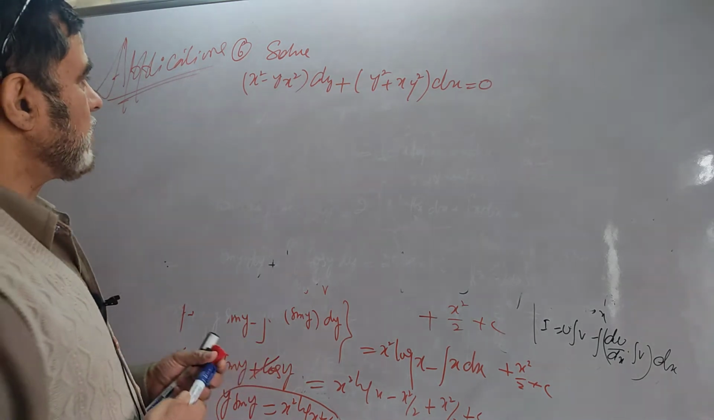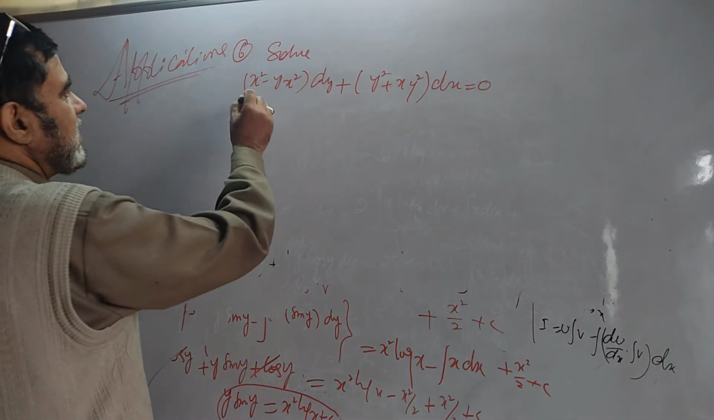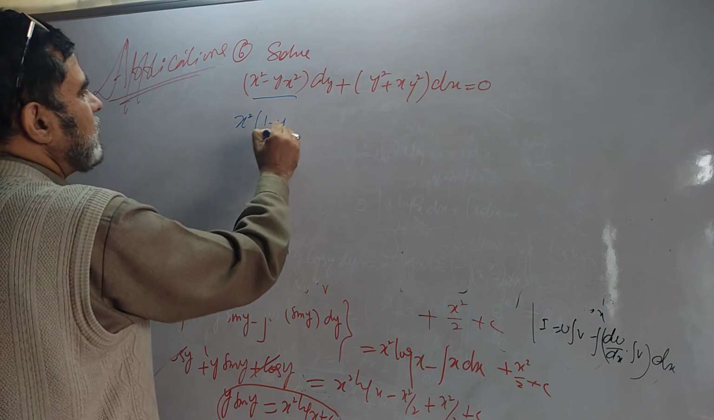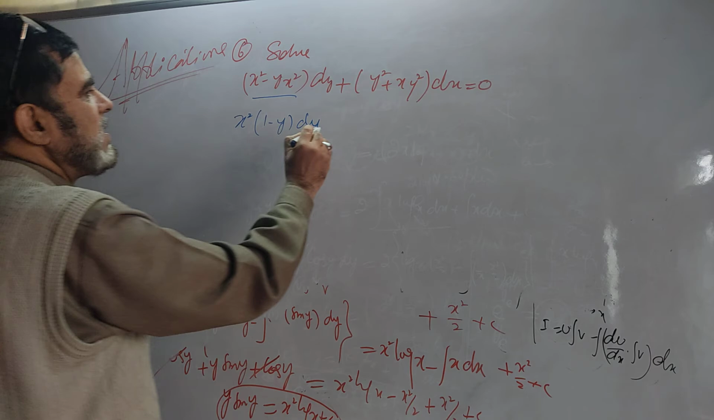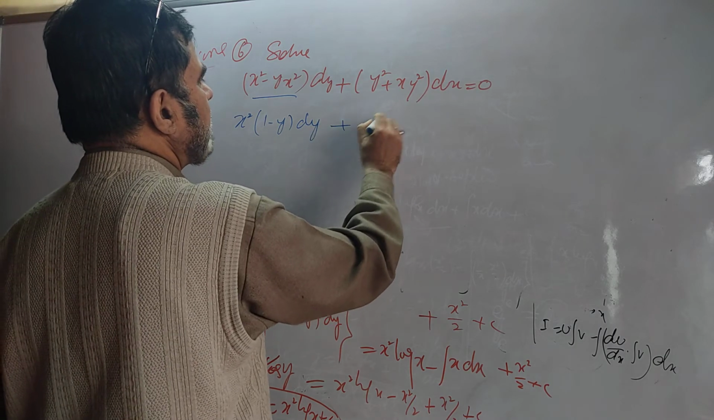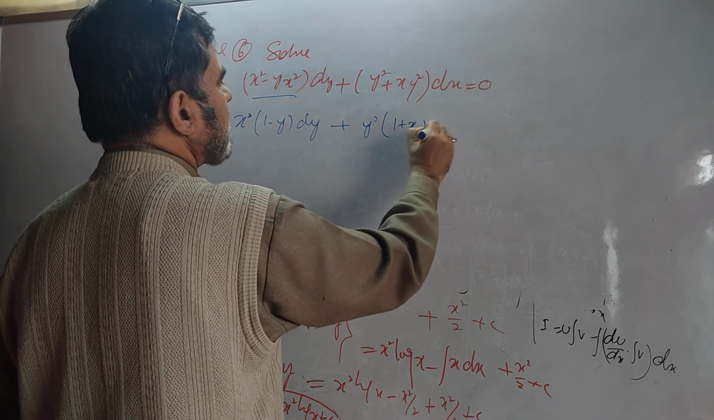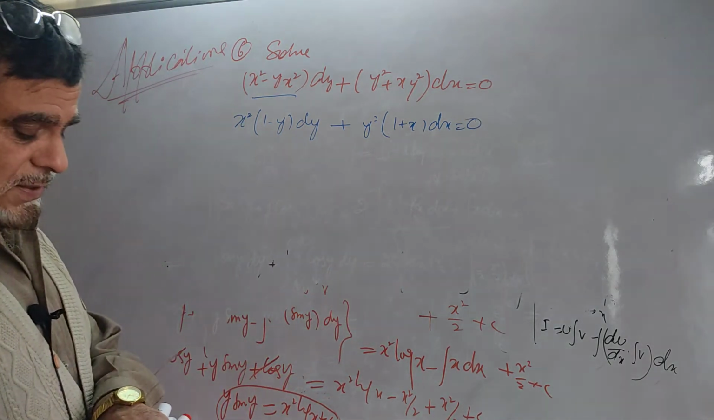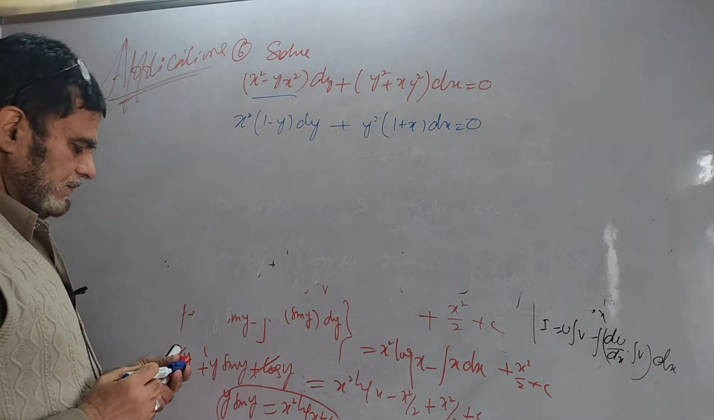Solve the differential equation, very simple. I can take x square common here, 1 minus y dy. Here I can take y square common, 1 plus x dx, it is 0. I want to apply this variable separable method.